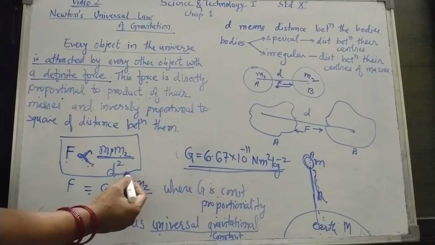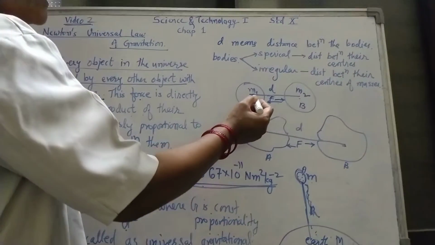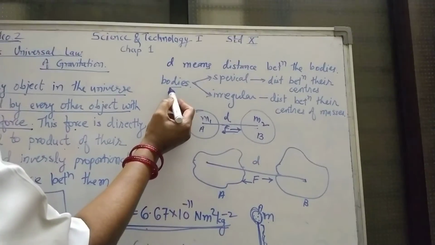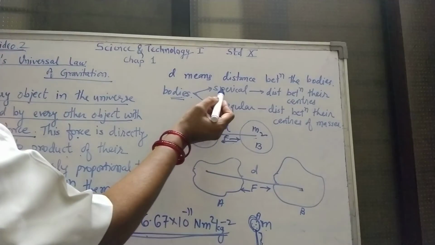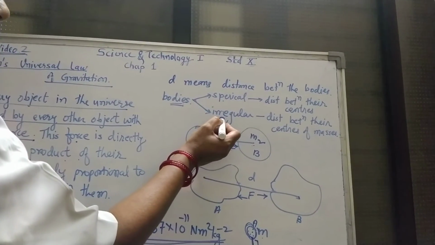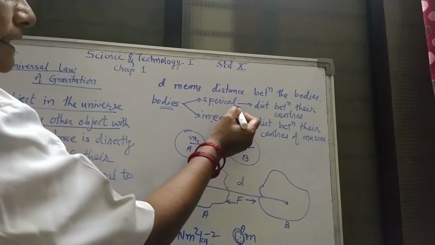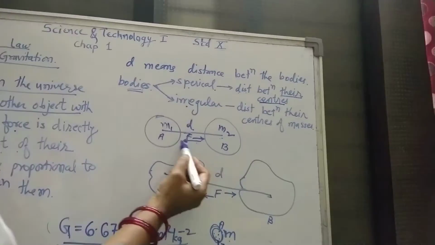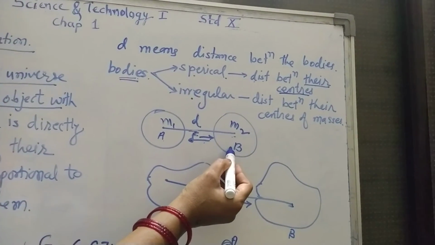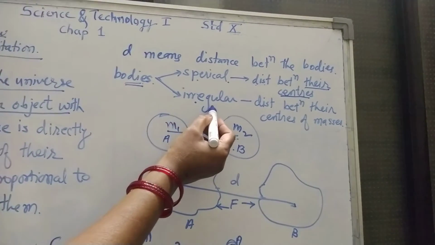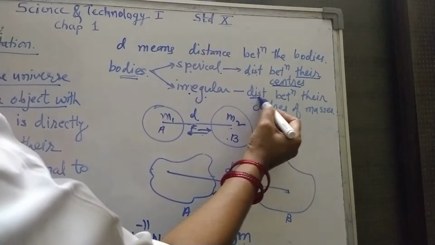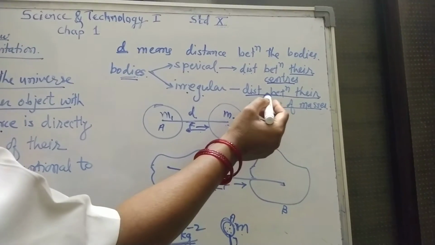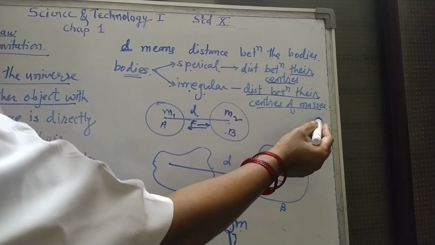Okay. Now what is the d here? d means the distance between the two objects. When two bodies are there, either the bodies are spherical or maybe irregular. If the bodies are spherical, then the distance between those two bodies is nothing but the distance between their centers, as shown in this figure. If the bodies are irregular, then this distance d is nothing but the distance between their centers of masses.